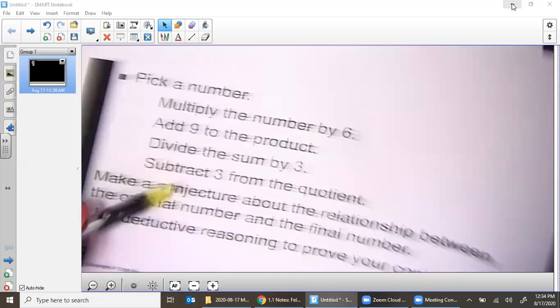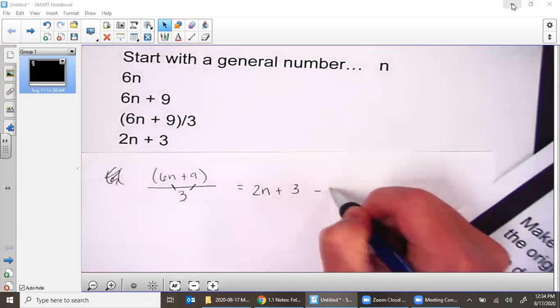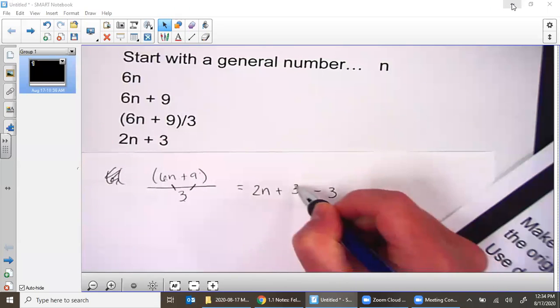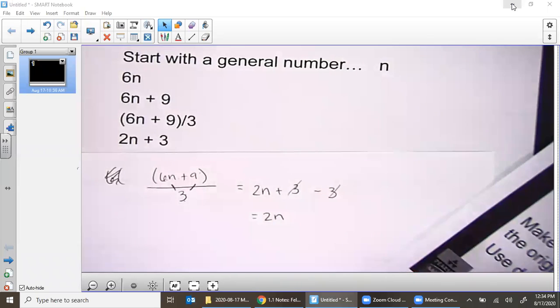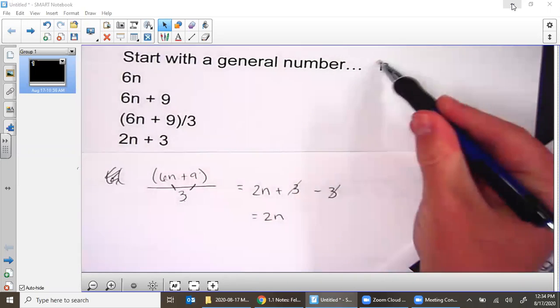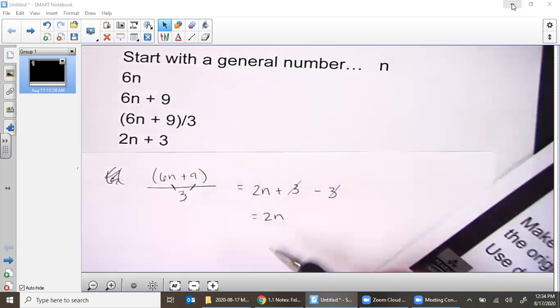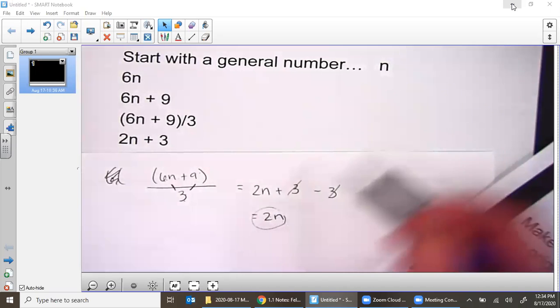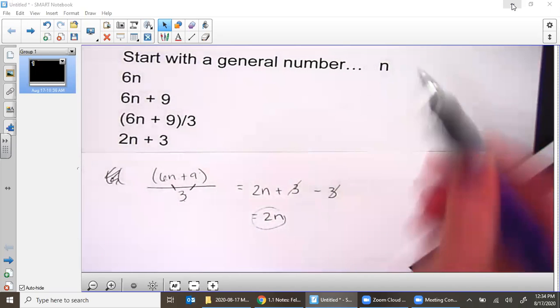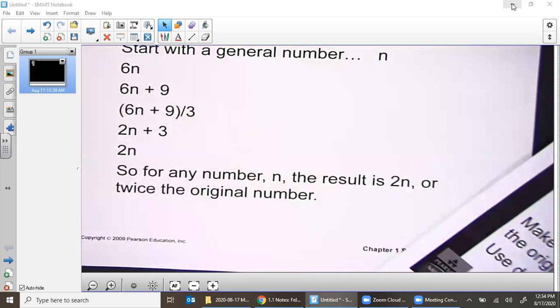And then the last step would be to subtract 3. So if I put minus 3 at the end of that, these two would cancel out, and we would just be left with 2n. So the number I started with was n. The number I ended with was 2n. So that shows that this one is double that one. So that's just kind of like the proof. So this allows you to say that this would work for any number in the world.